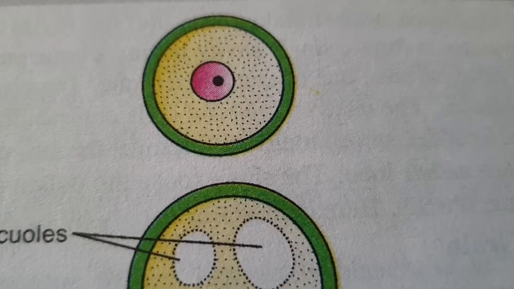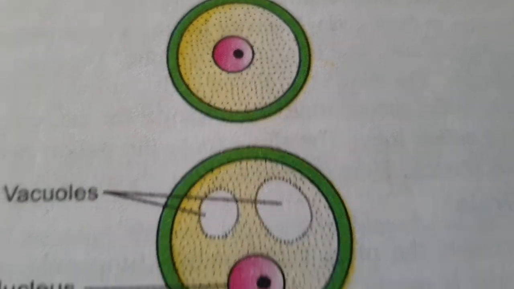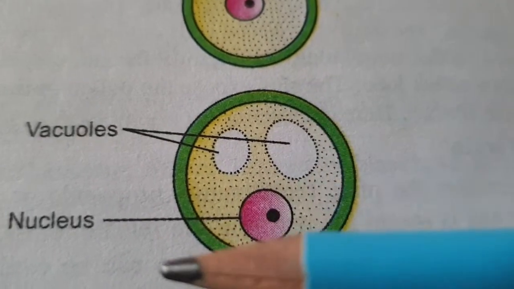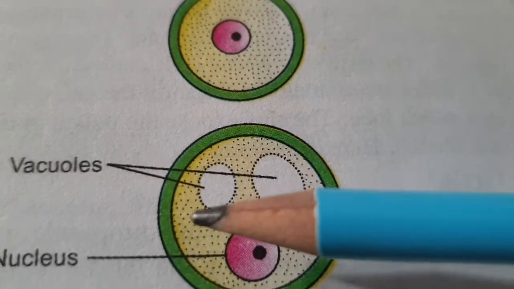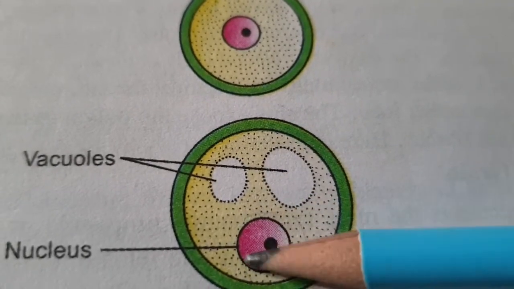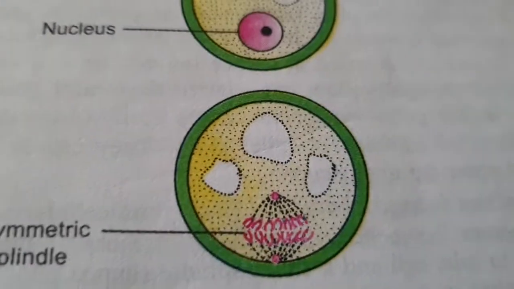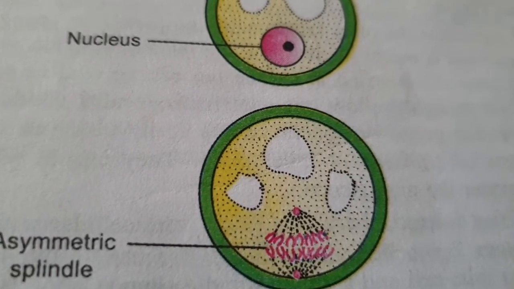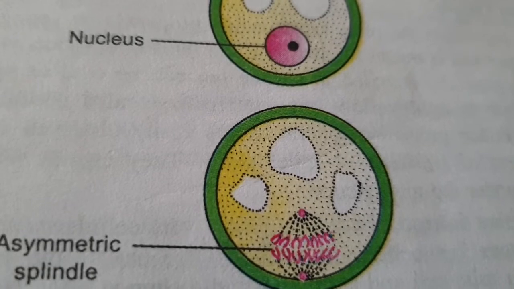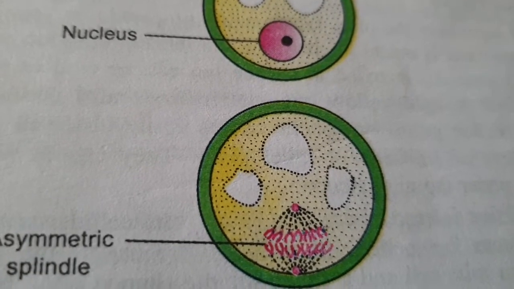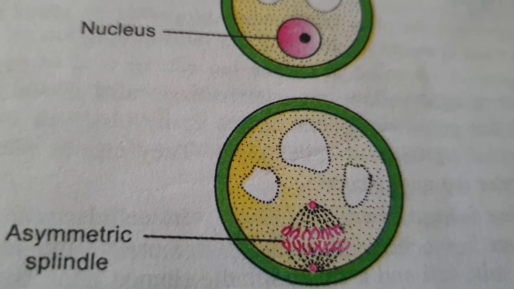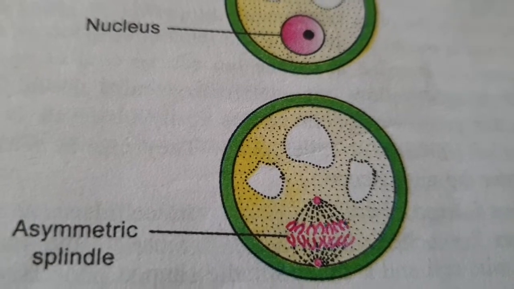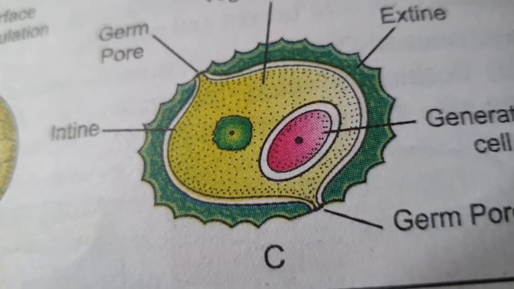Now this pollen grain, initially in this structure we can see, consists of a nucleus and the vacuoles. Gradually they undergo cell division to form the vegetative and the generative cell. But before that, let us first study the structure of pollen in detail.